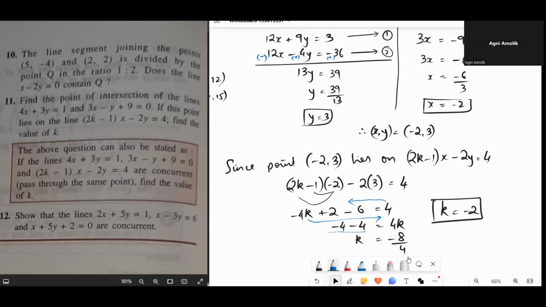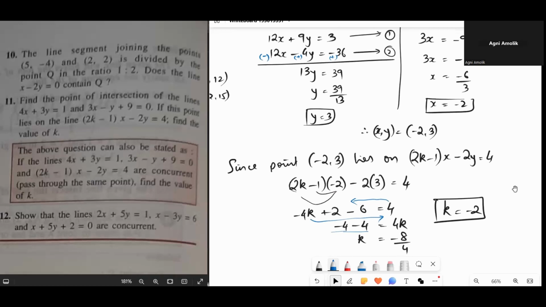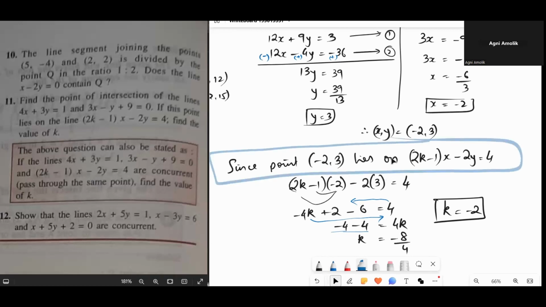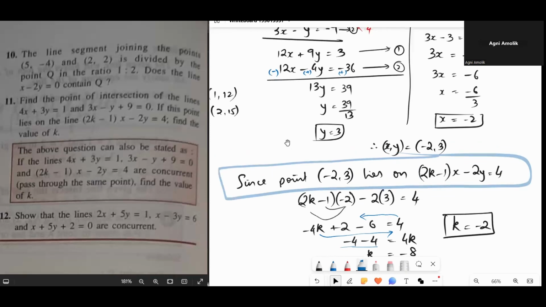You have to get it. This is the simple maths. In this, what is 10th standard? Tell me. Out of all what we solved, which is the 10th standard topic? This part. That's it. Only this is 10th standard topic. Just putting this value in x and y is 10th standard topic.